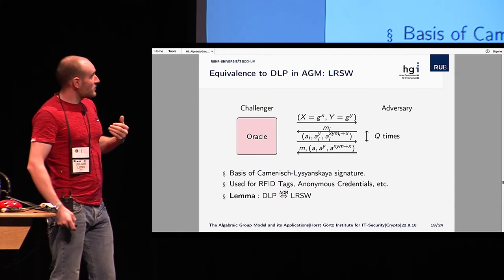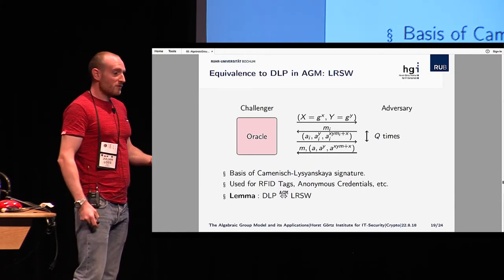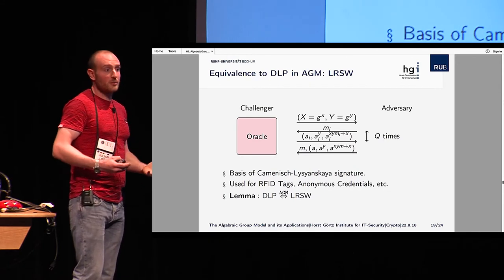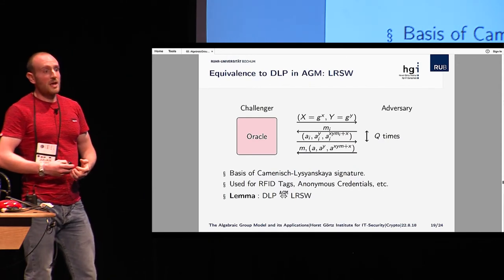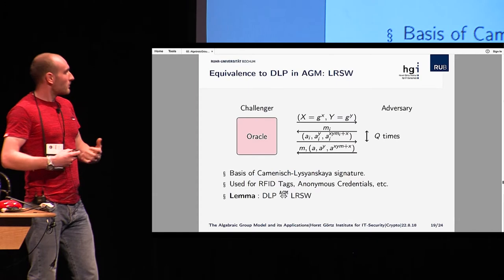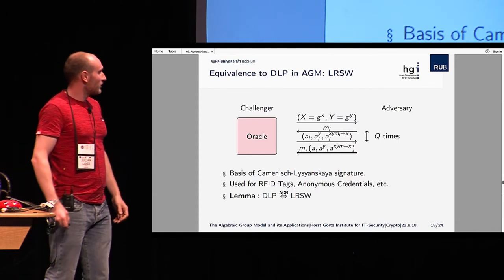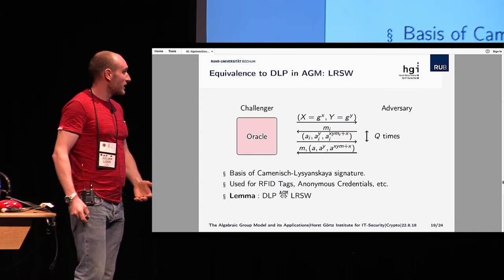But because it has seen so many different group elements over the course of this game, it has a lot of freedom to compute this group element in its output. Okay, and this makes the reduction very complicated. But we still managed to do it, and if you're interested, then you can read how to do it in our paper.